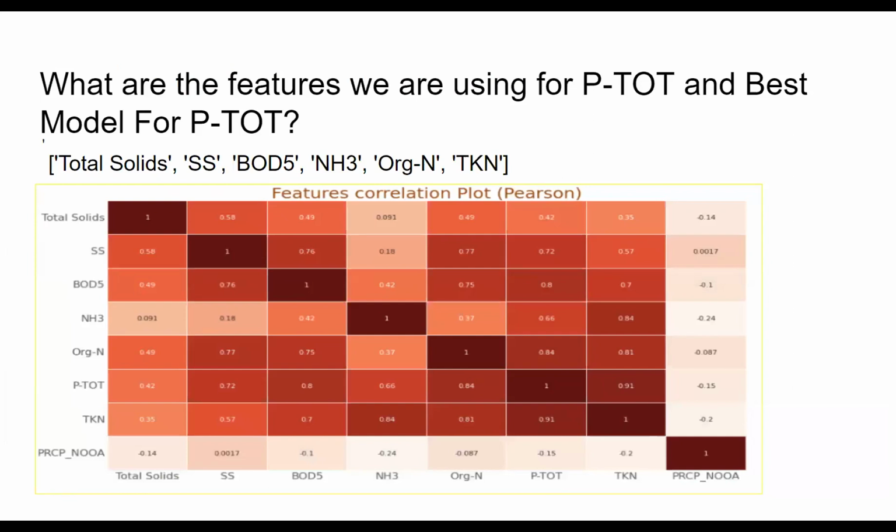Coming to the next slide, as we implemented for ORGN, we did the same for PTOT. Here we see in PTOT the total solids correlation is 0.42. These features are correlated with the PTOT, and SS also has a good correlation with PTOT, as we see in this matrix: 0.72, 0.8, 0.66. The only negative value is PRCP, which is not correlated with the PTOT.